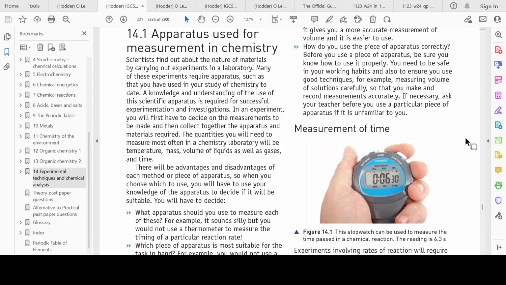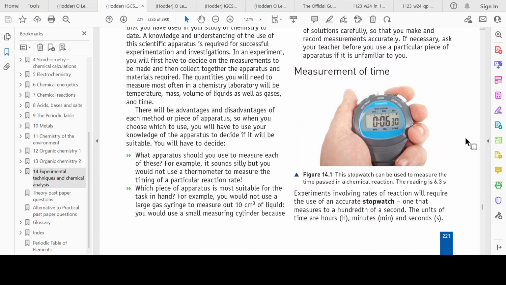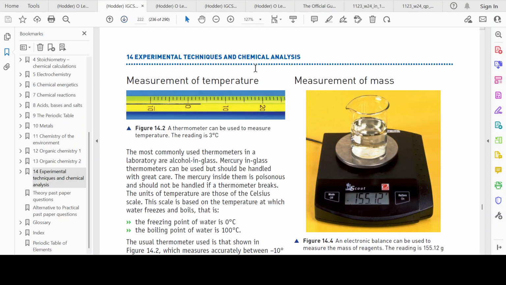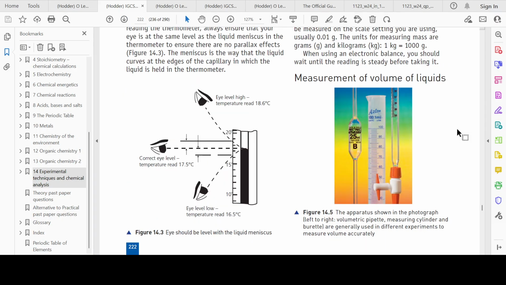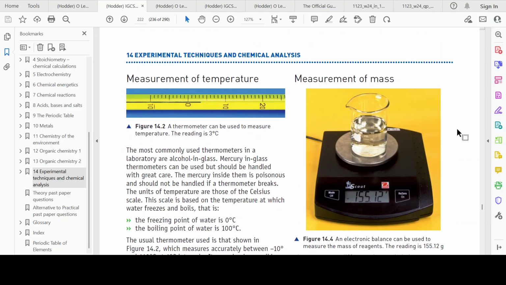Now, talking about some of them, for example, for the measurement of time, experiments involving rates of reactions will require the use of an accurate stopwatch, one that measures to a hundredth of a second, right? Which we call split second. The units of time are hours, minutes, and seconds. And that's it. Then measuring a temperature, obviously we're going to be using a thermometer.